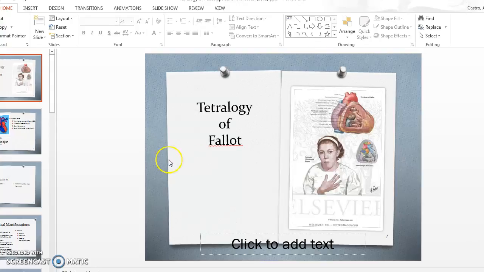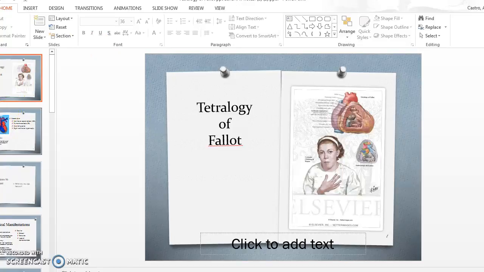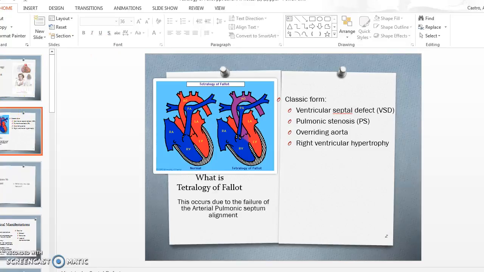So the name, tetralogy, tetra, think four. And instead of talking about the pathophysiology, we're talking about tetralogy. So this four-fold problem of Fallot, and Fallot is just the physician that named it, a French physician. So what happens here, and if you've watched the other video that I provided for you, she also goes over this in pretty clear detail.